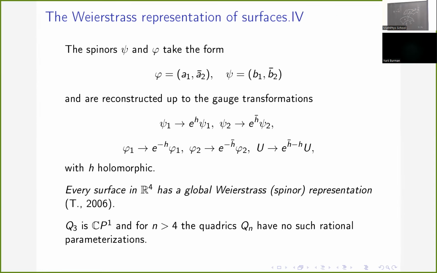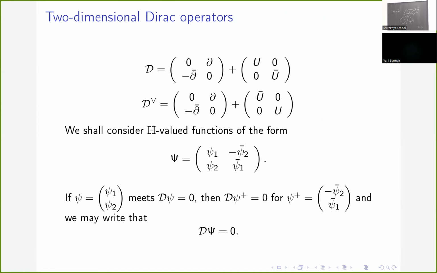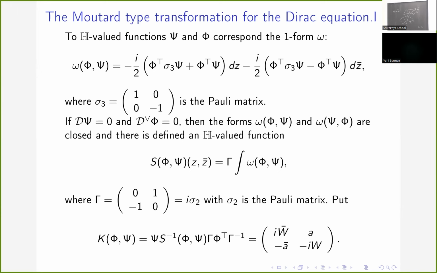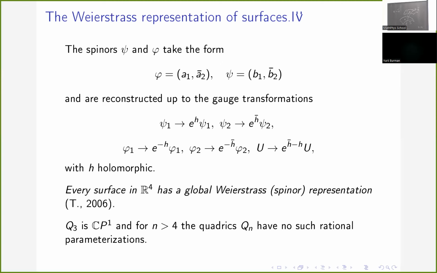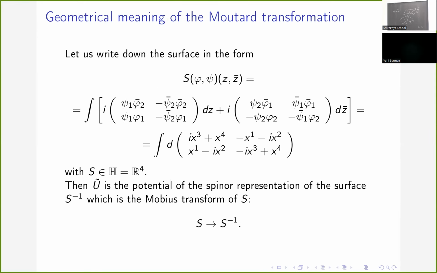Analytically, I can return back. It's written quite heavily. But if you look, what is it? It's very simple. It's the Möbius transform of the surface. So to the surface with fixed conformal parameter we correspond its spinor representation, then we get the Dirac operator. When we get the Möbius transformation of the surface, we get another Dirac operator, and then we do the transformation.